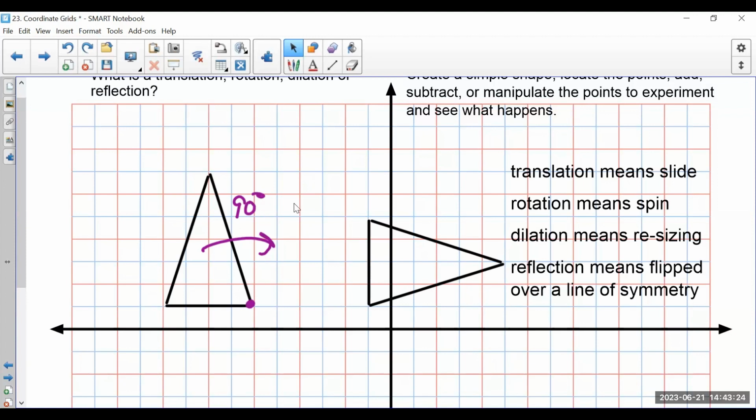Clockwise, because of the direction a clock goes. If you took it the other way, it could be a 90-degree rotation to the left. So rotation means you're taking something and rotating it.